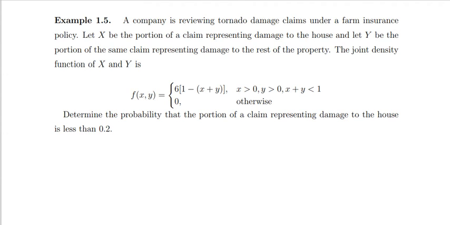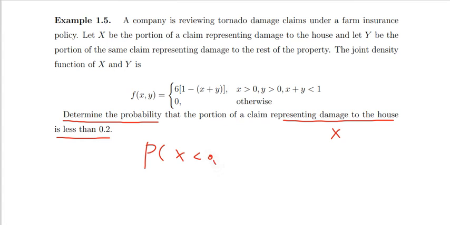For this problem, we want to determine the probability that the portion of claim is less than this. So this is just a simple probability. It is about x and y. The portion of claim represents damage to the house. So damage to the house is x. We just want to find the probability that x is less than 0.2.